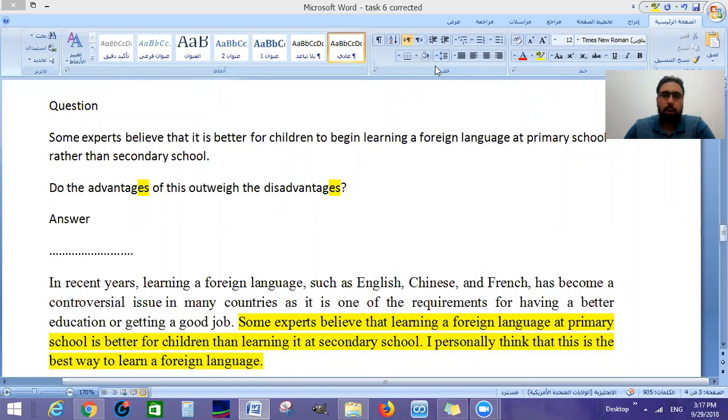Okay, welcome everyone. Today I'm going to take a look at "do the advantages outweigh the disadvantages?" Okay, let's get straight to the question. So, the question: some experts believe that it's better for children to begin learning a foreign language at primary school rather than secondary school.